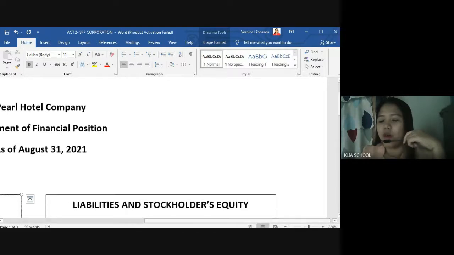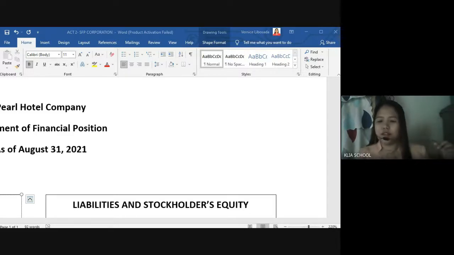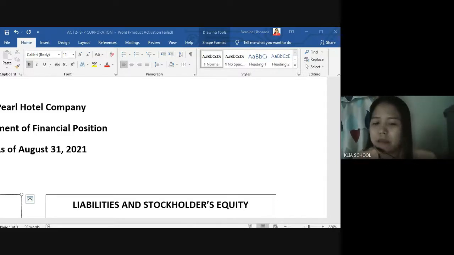Liabilities and stockholders equity. Kapag owner's equity ang nakalagay dyan, that is wrong. Lalagyan natin ng point to ngayon kasi it differentiates the account form of the statement of financial information. Okay, so it differentiates. 1 point for liabilities and stockholders equity. Pag owner's equity, mali. Pag partner's equity, mali din po. Okay? So that's 14 points.